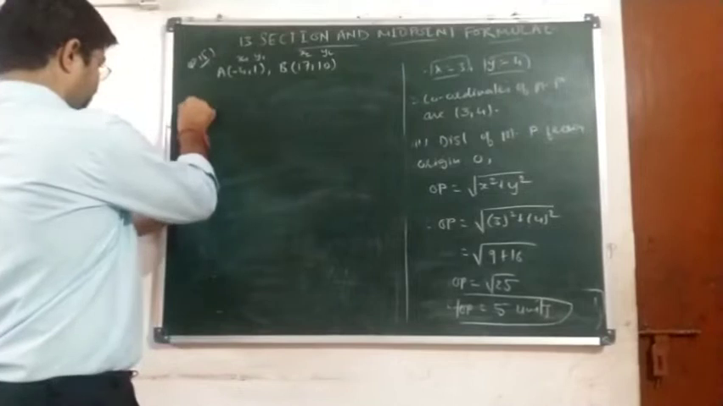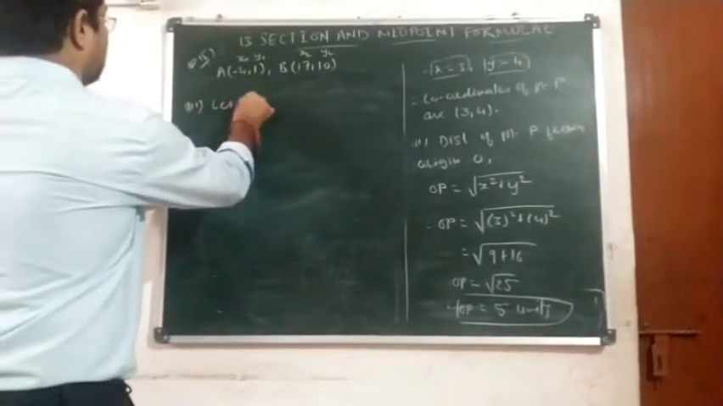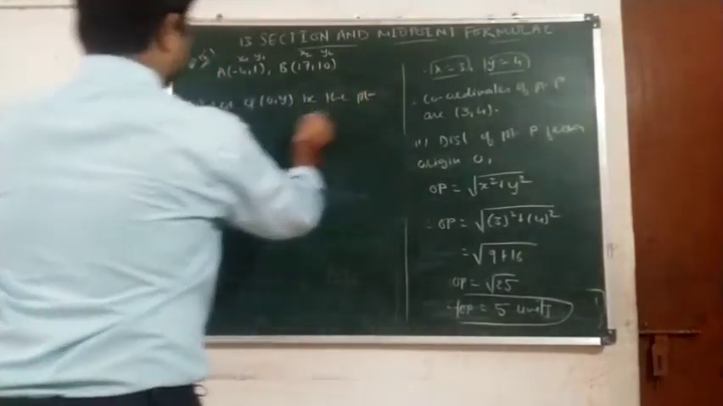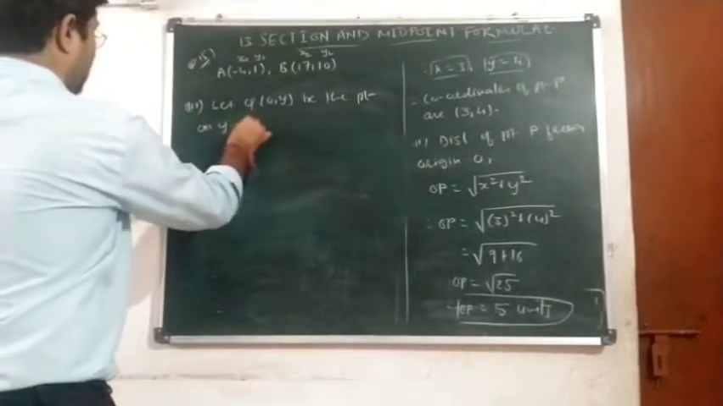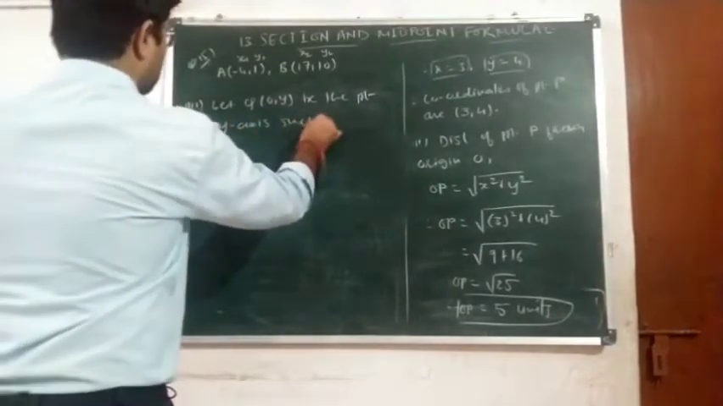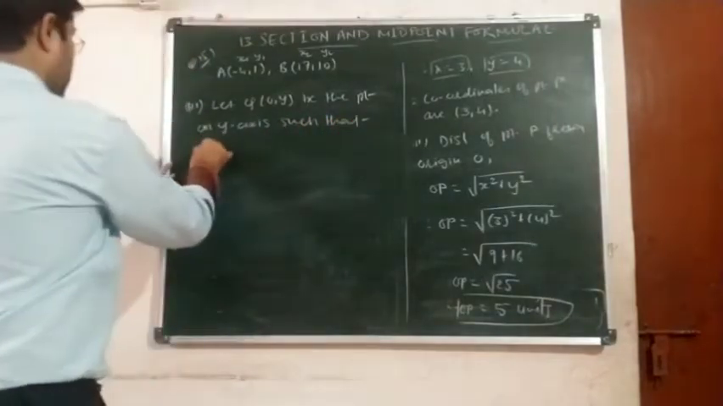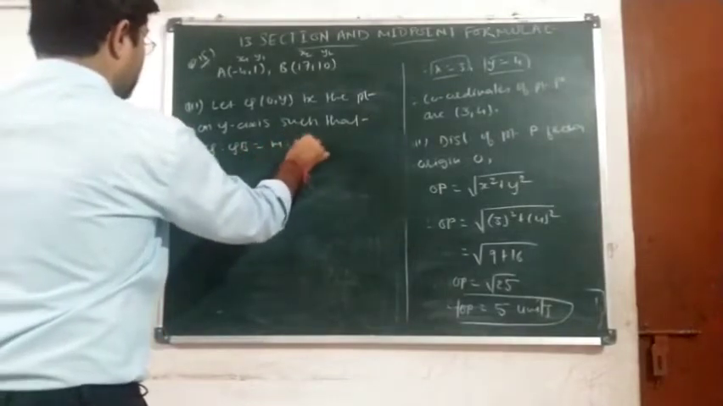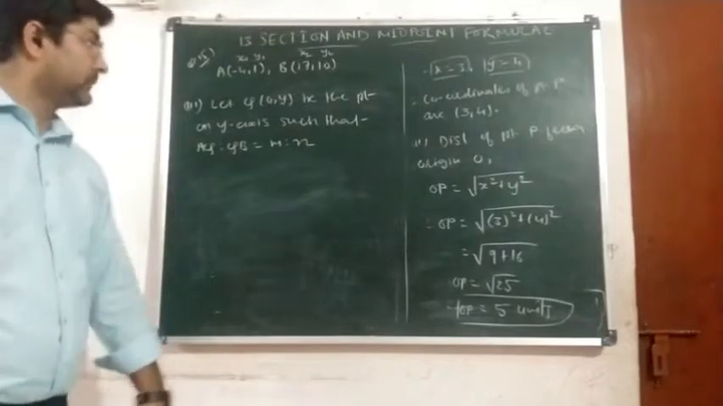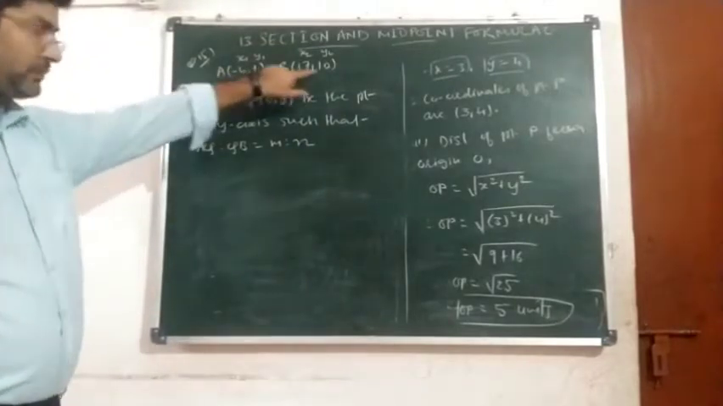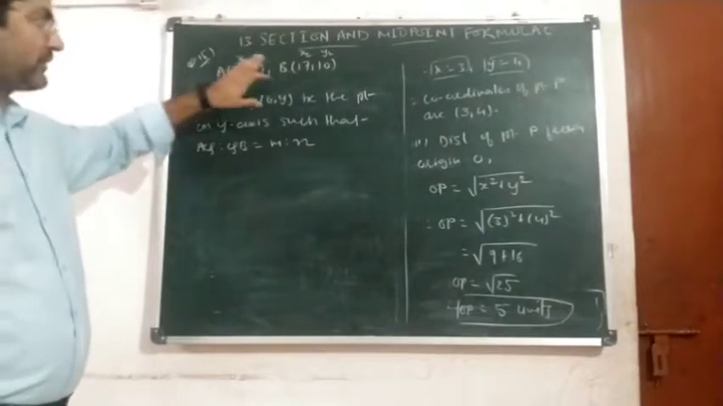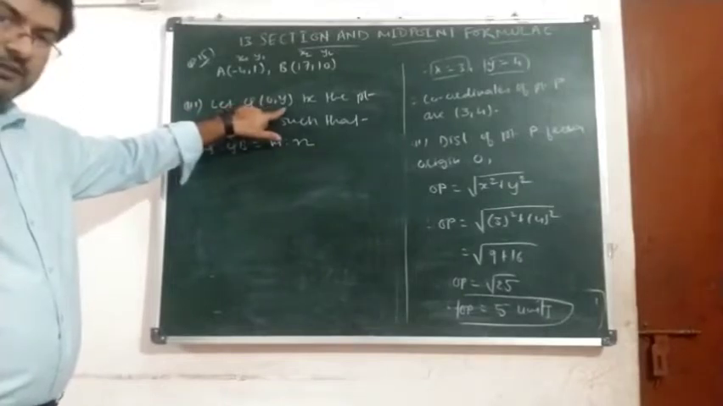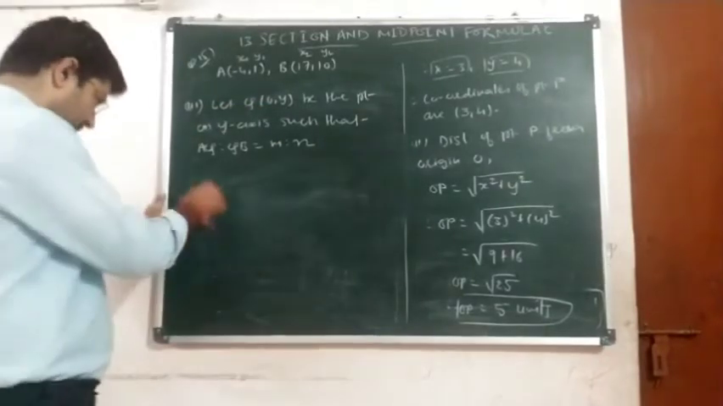Now number 3. Let Q(0, y) be the point on the y-axis such that AQ is to QB is equal to m is to n. Clear? Yes or no? So x1, y1 and x2, y2 will remain the same. Coordinates of A are x1, y1, coordinates of B are x2, y2. Clear? x will be 0 and y will be y only in the formula. Clear?